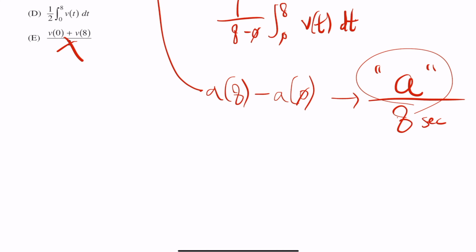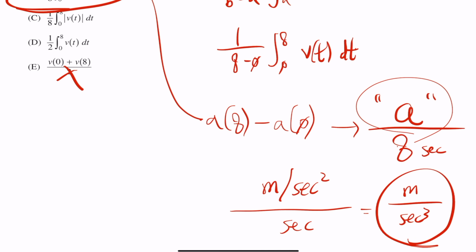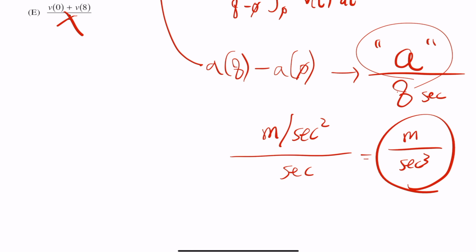The acceleration itself carries a unit of meters per second squared, right? And you divide that by seconds again. So that's going to be meters per second cubed. What kind of a unit is this? That makes zero sense. Think about what the question's asking. They want which of the following gives the average velocity, aka the unit has to be meters per second. Something like choice A gives you meters per second cubed, which is absolute nonsense.